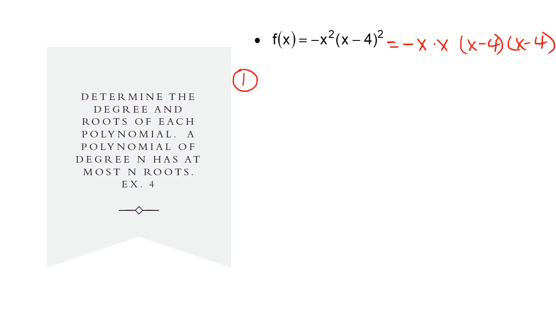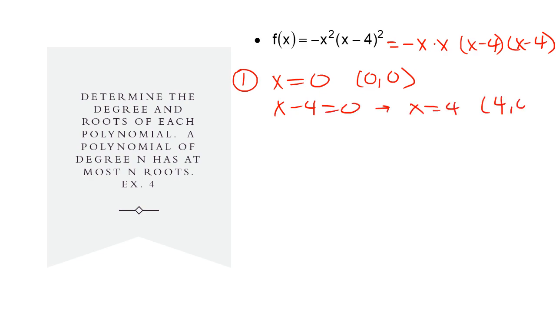So we're going to first find our roots. So our root is x equals 0. I'm only using one of them. So we have an x-intercept at (0, 0). Next one is x minus 4 equals 0, which means that x equals 4, which means that our x-intercept is (4, 0). So we have a root at 0, which means our x-intercept is (0, 0). We have a root at 4, which means that our x-intercept is (4, 0).